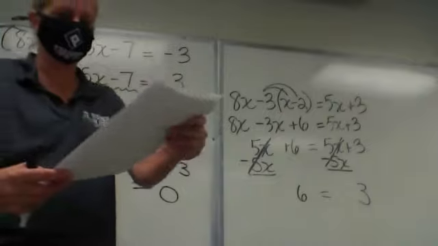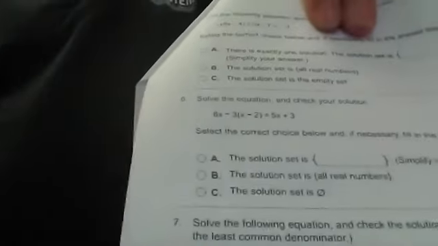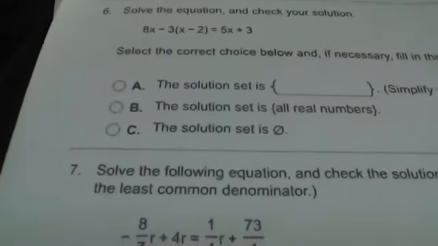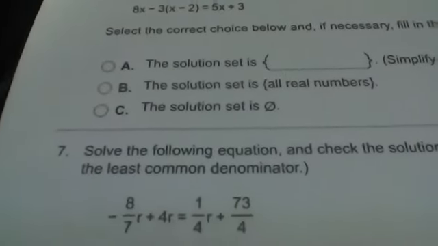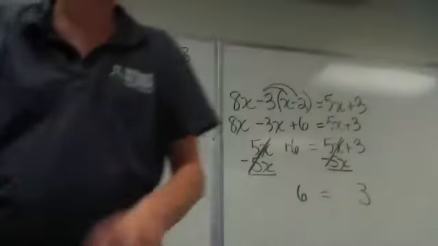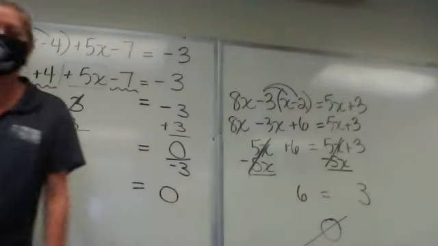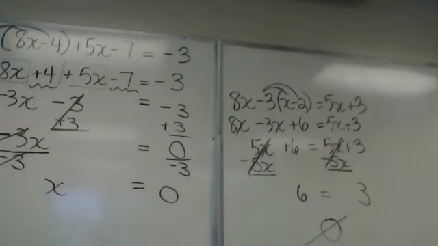So this one is actually multiple choice. And it'll say that bottom one, the solution set is, it's got that little circle symbol with a line through it. That just means there's no solution. Nothing works. Nothing can plug in for x and make that work. Okay?